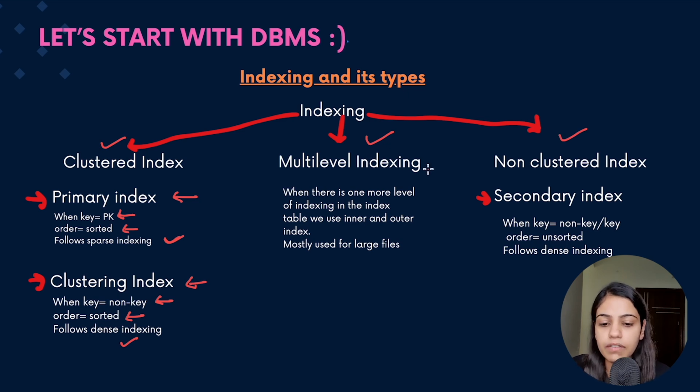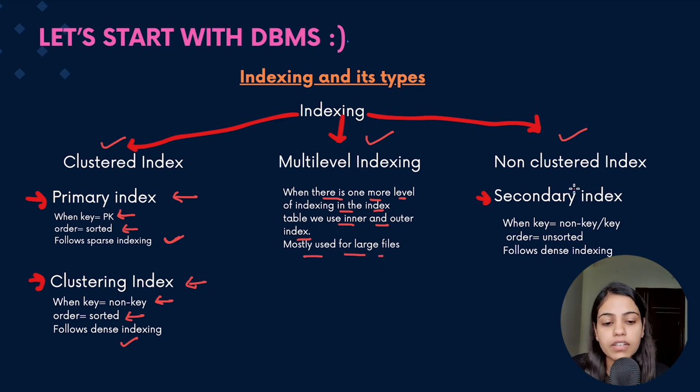Now coming to multi-level indexing. Whenever there is one more level of indexing in the index table, we use inner and outer indexes. Whenever our database is so large or so huge, the index table also becomes bombarded with entries, so we perform one more level of indexing there. We'll be learning about multi-level indexing in the next couple of slides. So it is mostly used for large files.